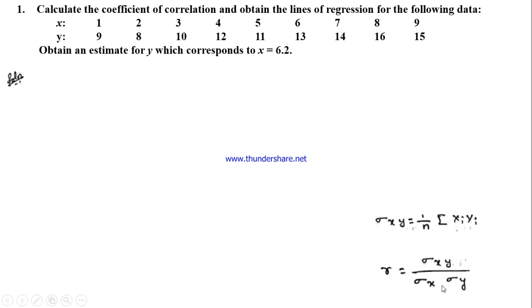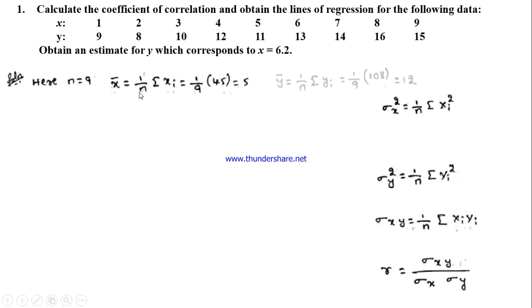Sigma x and sigma y are the standard deviations found by using the variance formulas sigma x square and sigma y square, where we need to identify the value of n first, and this n is nothing but 9 in this problem, that is the number of values of x or y. And next part is I want capital X and capital Y. Capital X is the deviation of x from x bar and capital Y is the deviation of y from y bar. To calculate this, first I need to know the mean value of x and y. Let me compute them.